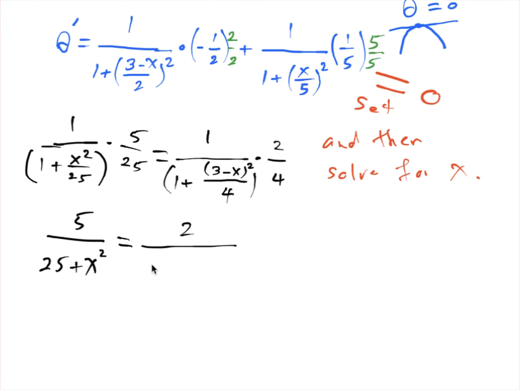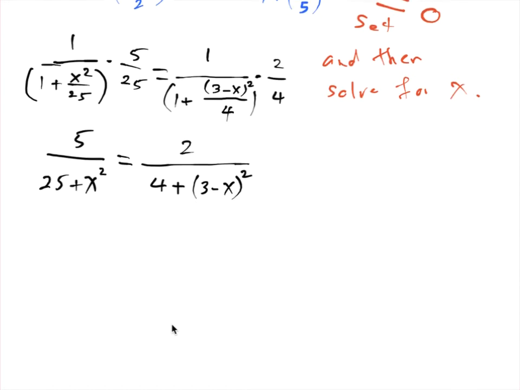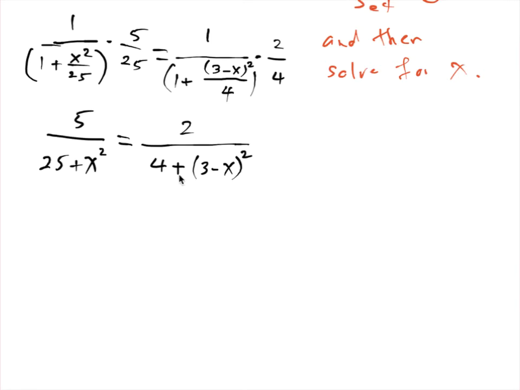So 4 times 1, plus, when you multiply 4 by the second term here, you just get (3 minus x) quantity squared. And now what? This is an equation with two ratios on the side, so I use the cross multiply method: 5 times this big denominator equals 2 times the other denominator. Another way, you're multiplying both sides by both denominators.